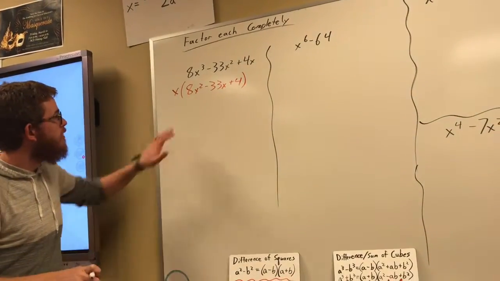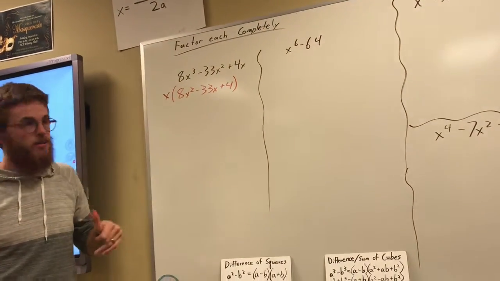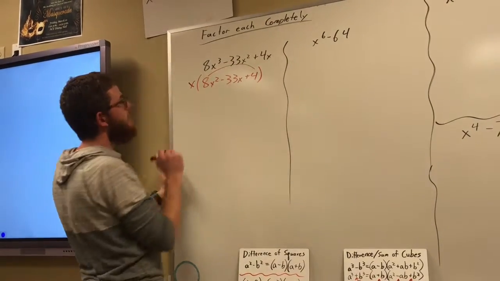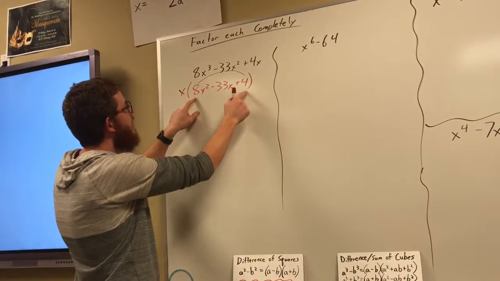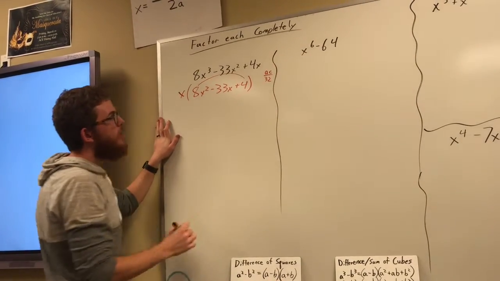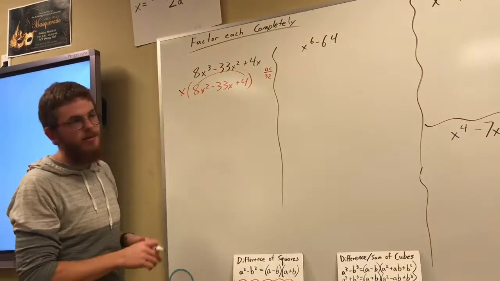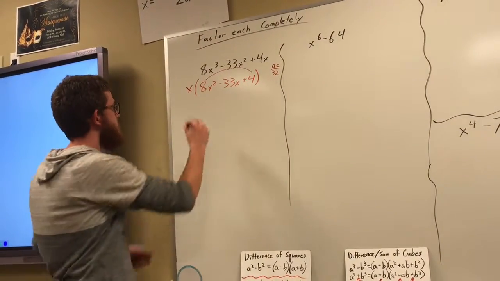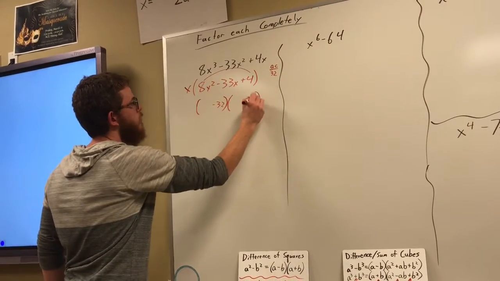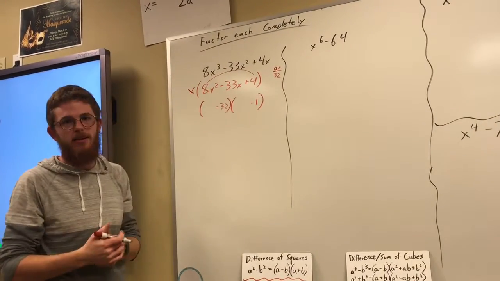Now, what I have left over is still a quadratic. And this quadratic, we want to see if we can factor it. So I'm going to multiply 8 times 4. I'm going to look at my AC value, which is a positive 32. And I'm looking for two numbers that multiply to get positive 32, add to get that negative 33. Well, these two numbers are a negative 32 and a negative 1. These multiply to get me 32. These add to get a negative 33.